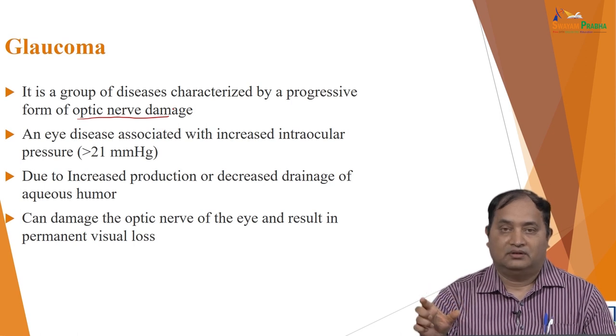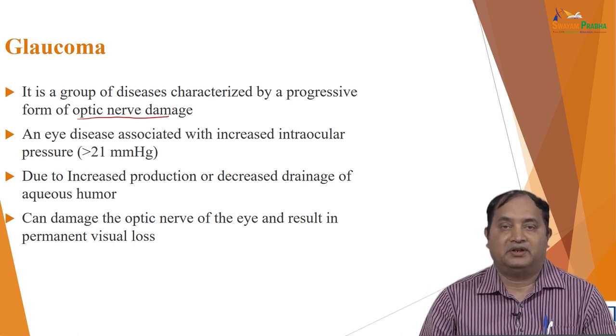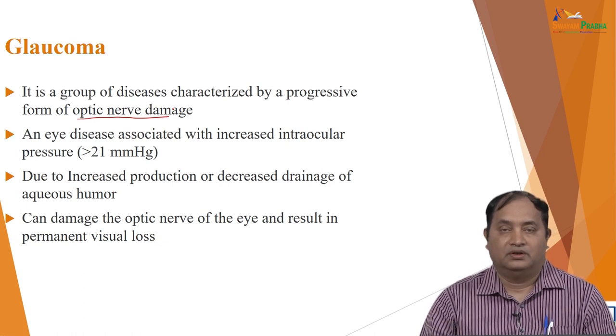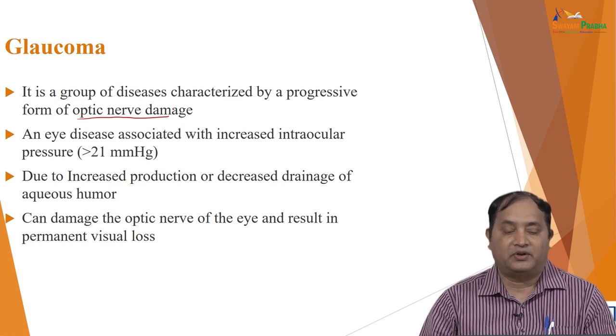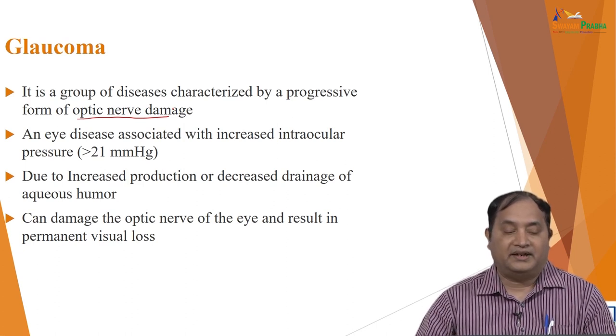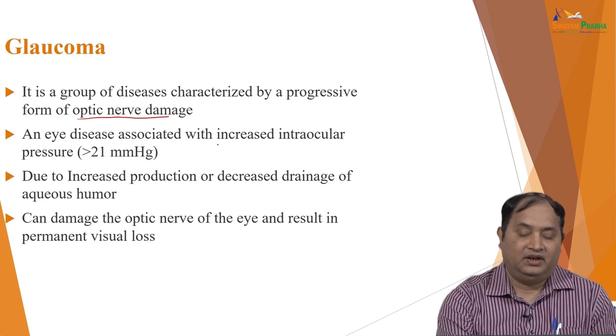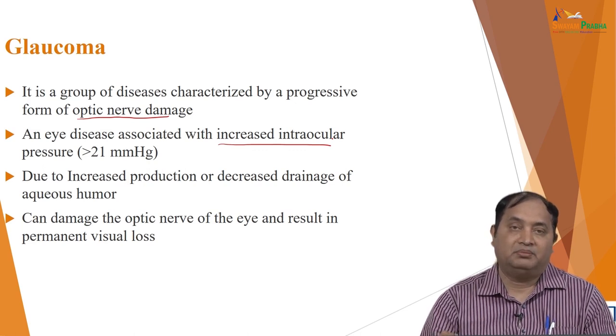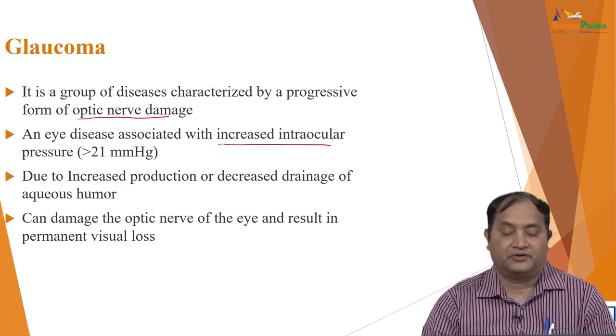Normally, the ocular pressure is around 16 to 23. If it is beyond 22 or 23, the person will definitely complain of headache, and if the pressure is increased, dimness of vision. So for any reason, if the intraocular pressure increases beyond 21 mm of mercury, the person typically presents with glaucoma symptoms.